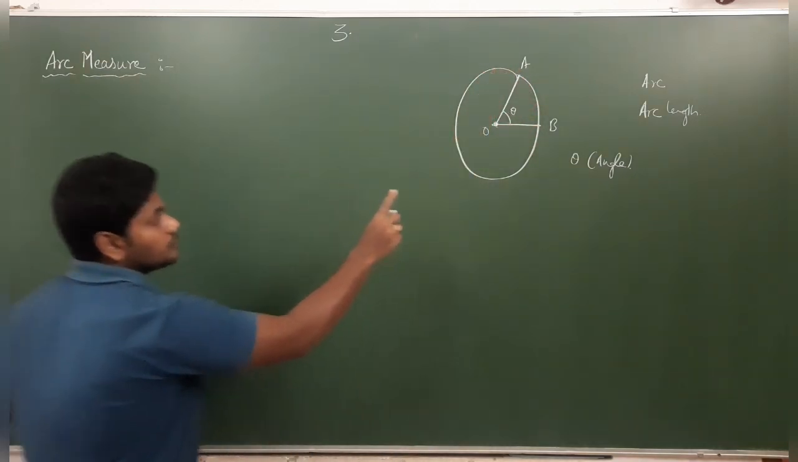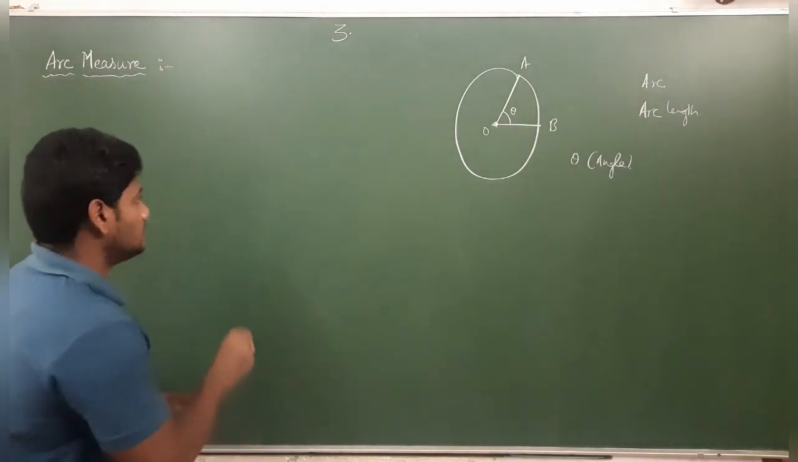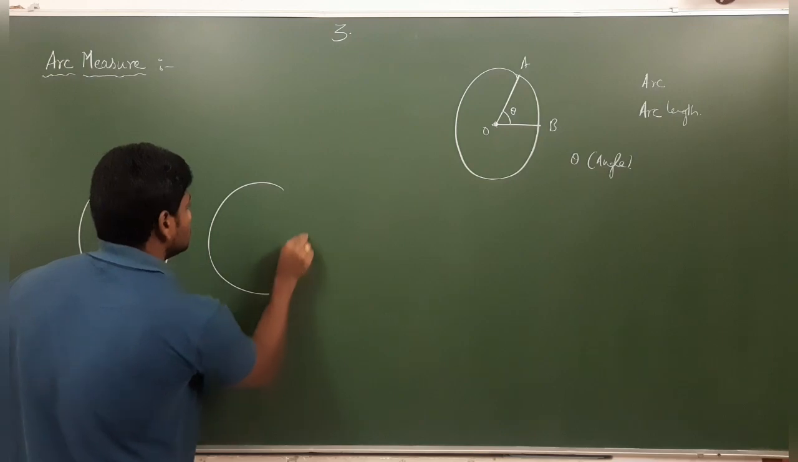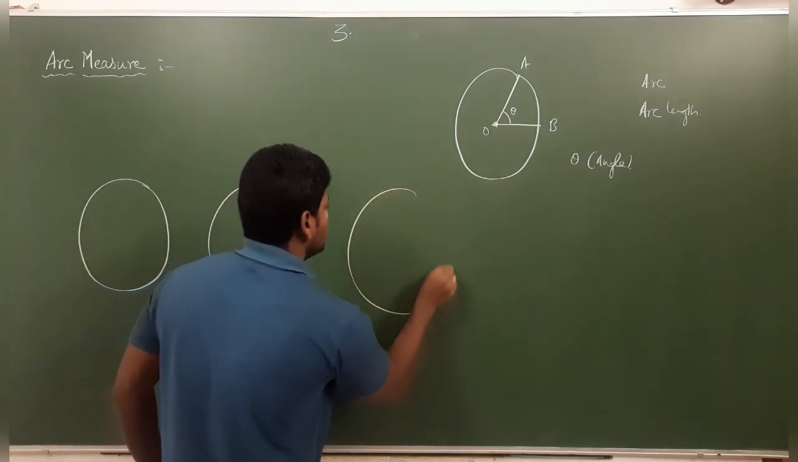Next, we have angles. We have 4 types of angles. I will consider 4 circles, and through these I will define 4 different types of angles.